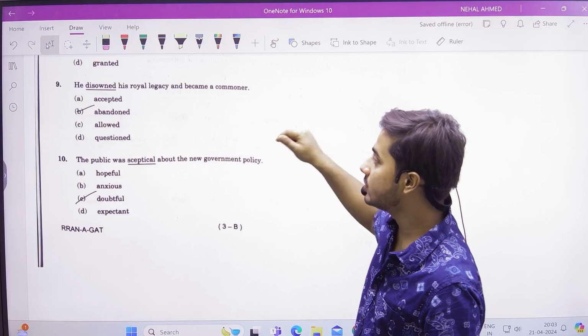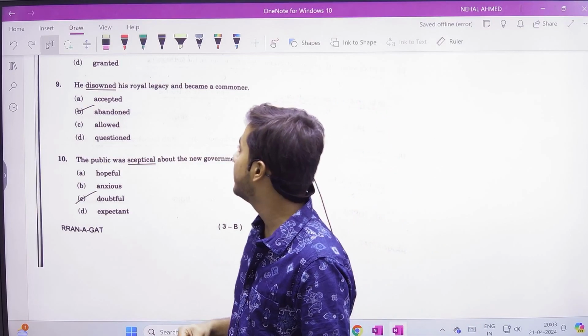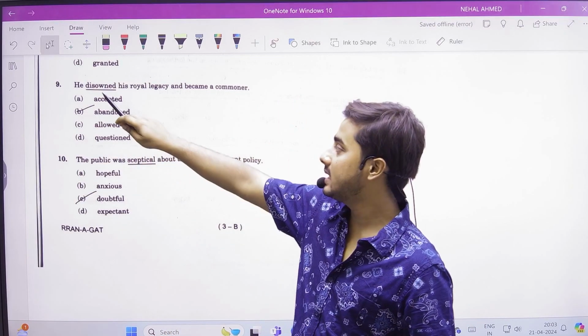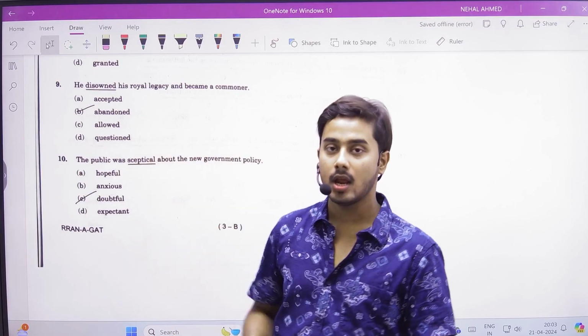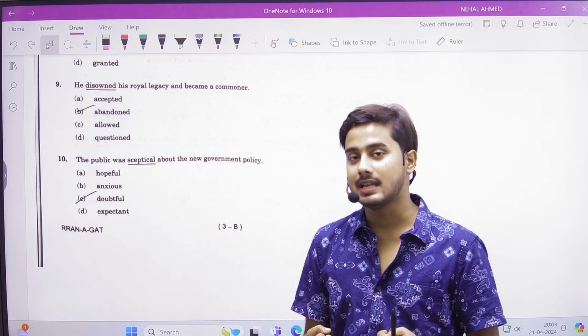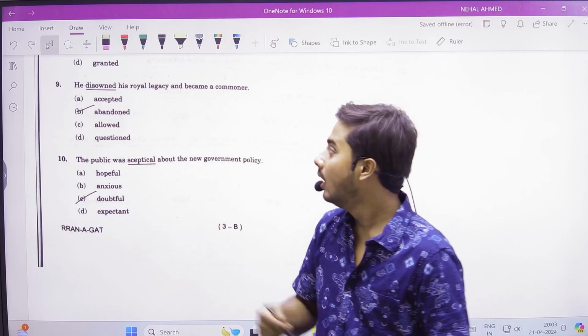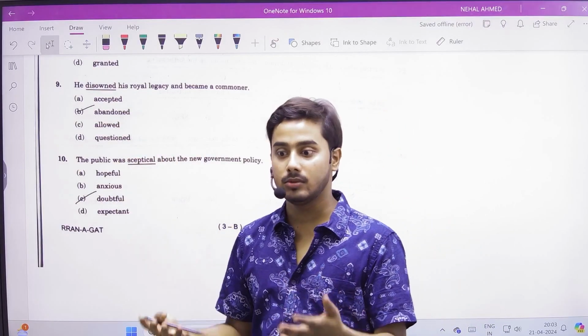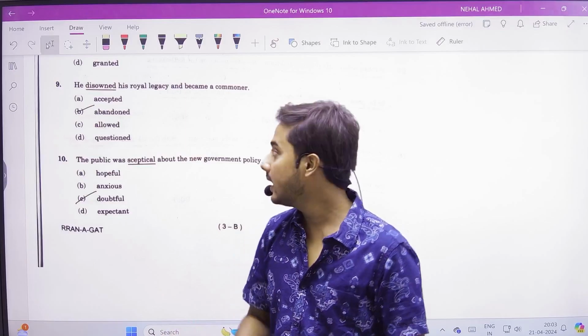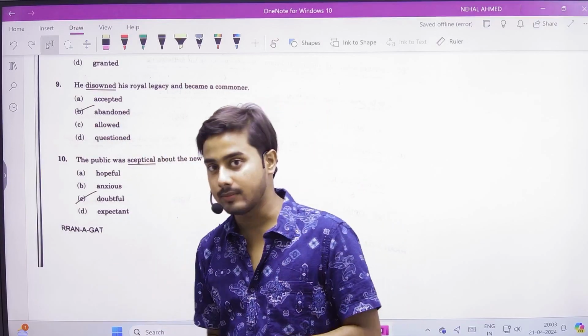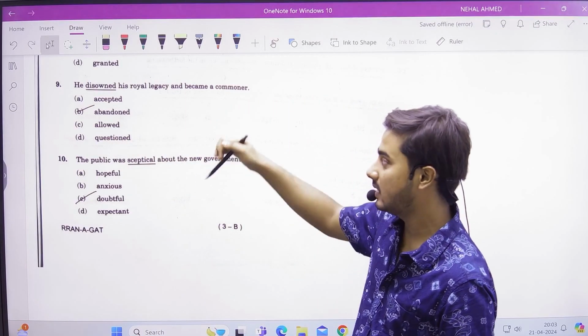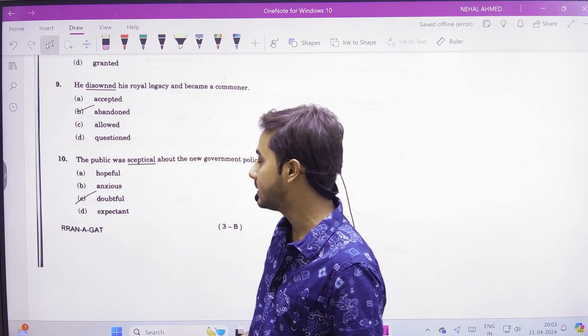He disowned his loyal legacy and became a commoner. So you see the word disowned has the word owned in it. The word own means to possess something, to have something in your power. So disowned is having something out of your power, right? So abandoned, leaving something, is the word that is very similar to the word underlined in the sentence itself.